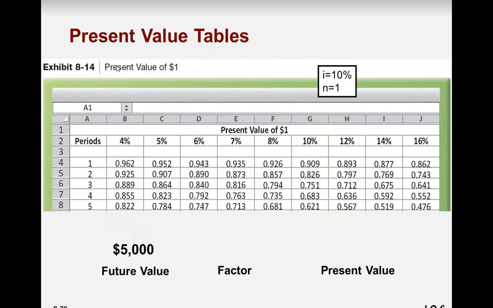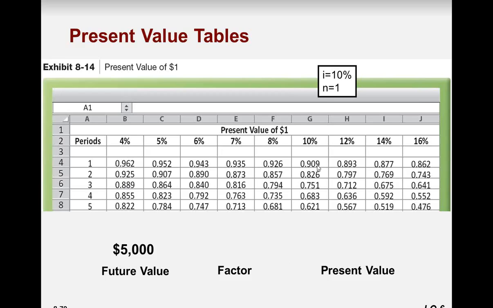So if this is the present value of the dollar, or you may hear it called the present value of the lump sum, then if I was earning 10% and I knew my future value is going to be $5,000, how much do I need to invest today? What's my present value of that $5,000?